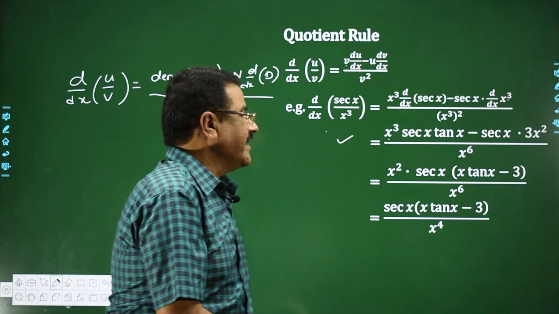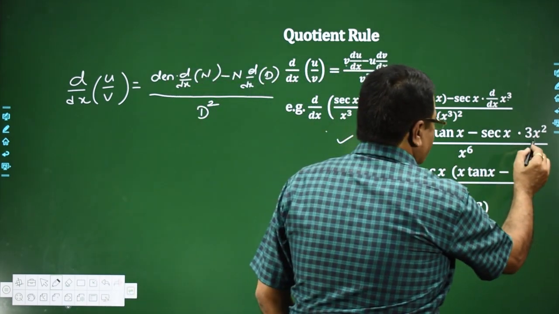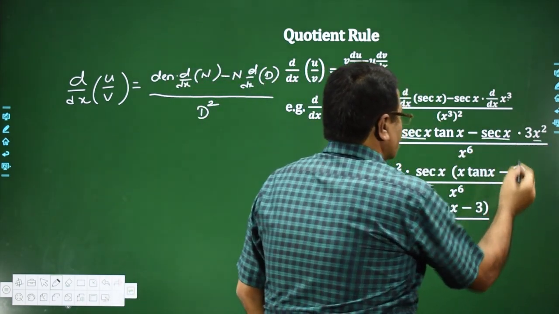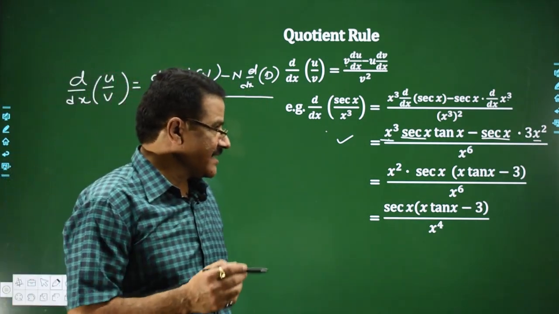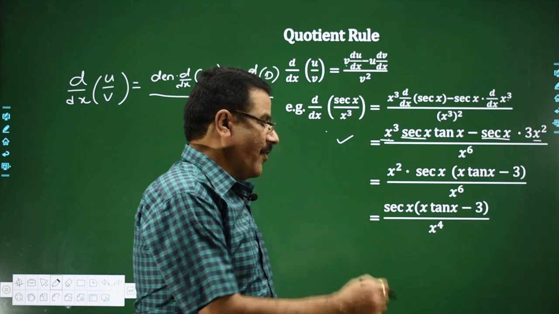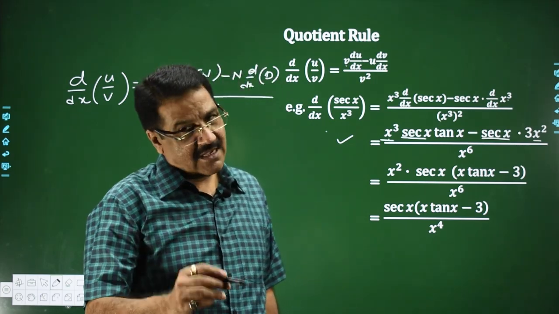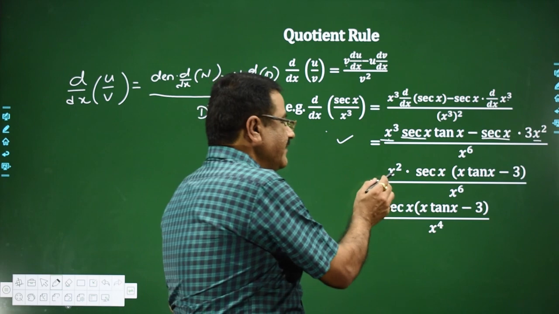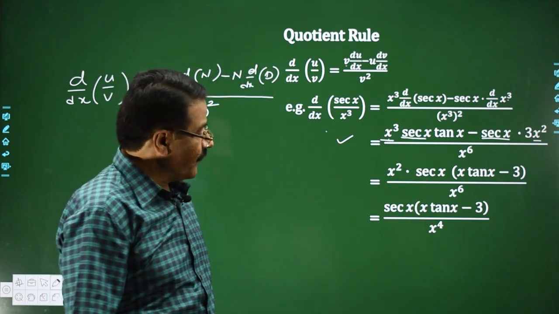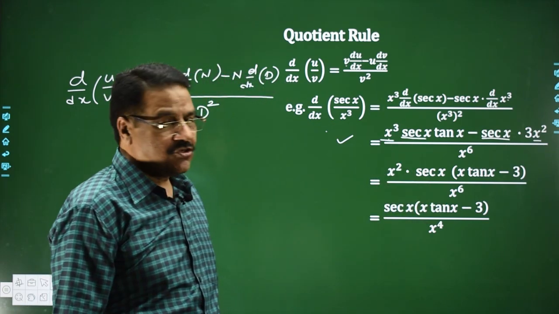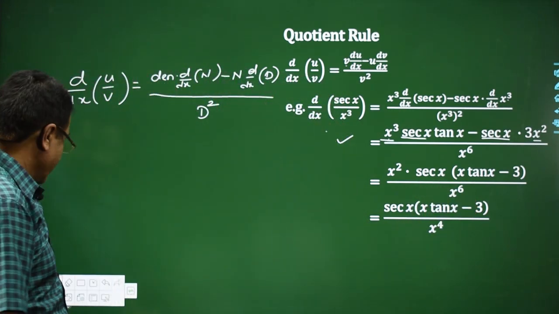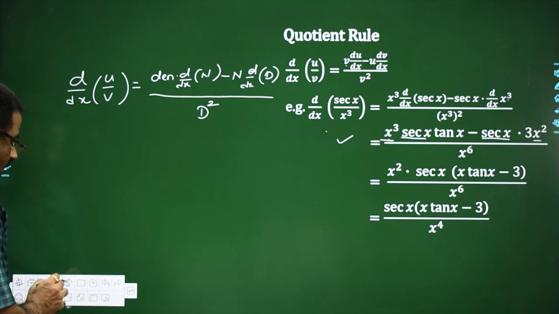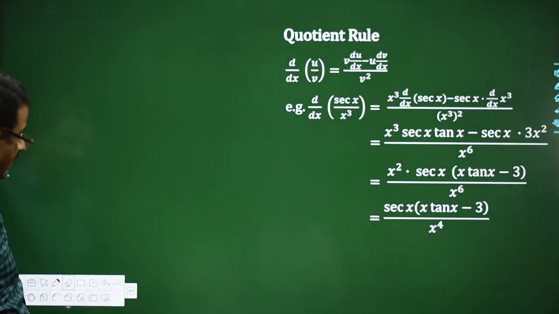Observe it carefully, we can take x square common from these two terms, as well as we can take sec x common. So, x square sec x common, in the bracket x tan x minus 3, upon x raised to 6 as it is. As well, we can simplify by dividing with this x square, and therefore the final answer is sec x into bracket x tan x minus 3 upon x raised to 4. So, remember this formula. The product rule and quotient rule are the most important rules for us.